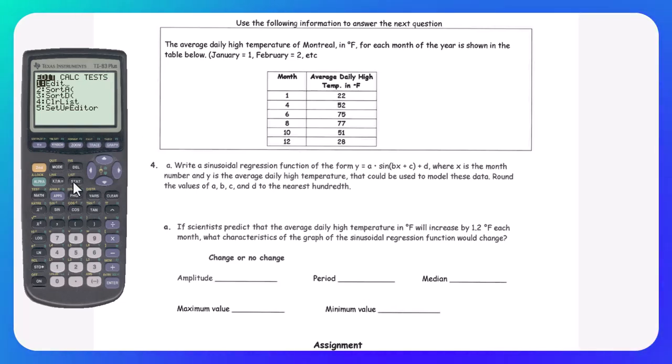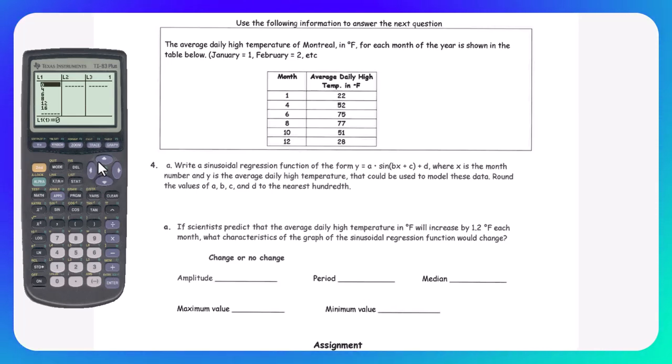Okay, so let's go ahead and do that one. So going back into the stat, hit 1 for edit. You're going to clear that one up and go over and clear that one up.